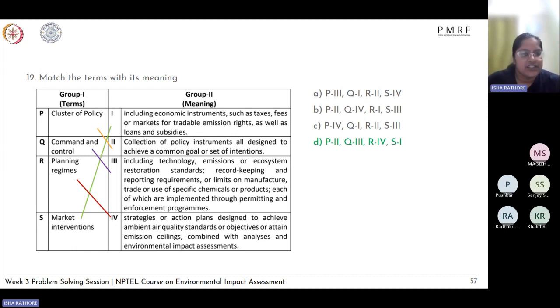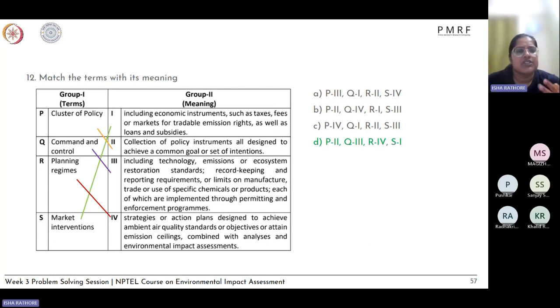Then we have planning regime. So these are basically strategies or actions which are designed to achieve certain standards or objectives or attain emission ceilings, combined with analysis and environmental impact assessments. So any sort of strategy or action plan which helps you achieve the goals of your policy. So planning regime is that type of policy instrument. So R matches with 4.